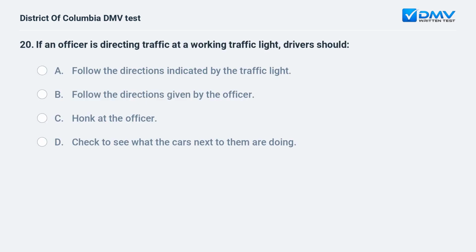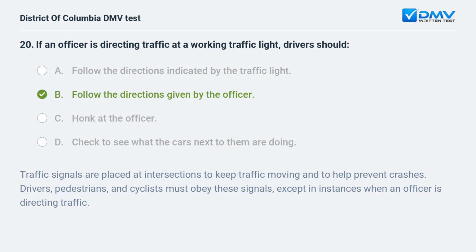If an officer is directing traffic at a working traffic light, drivers should A. Follow the directions indicated by the traffic light. B. Follow the directions given by the officer. C. Honk at the officer. D. Check to see what the cars next to them are doing. B. Follow the directions given by the officer.